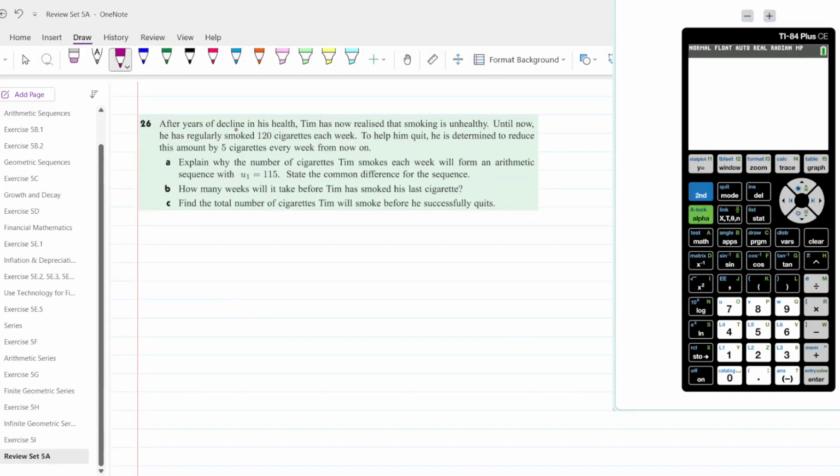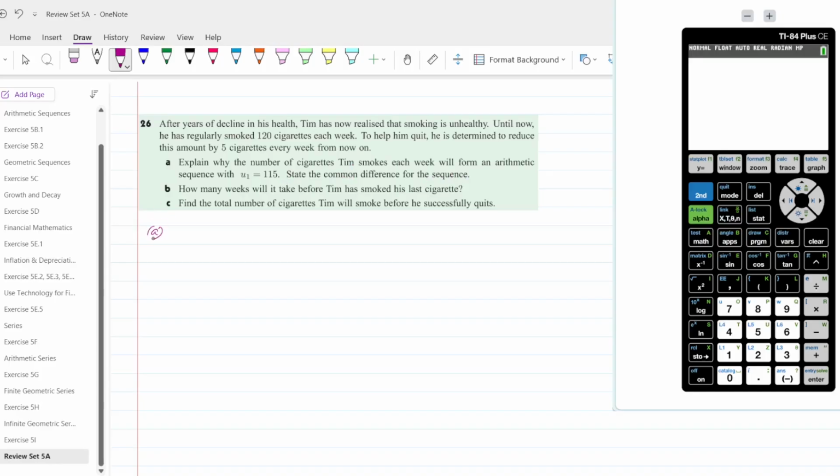After years of decline in his health, Tim has now realized that smoking is unhealthy. Until now, he has regularly smoked 120 cigarettes each week. To help him quit, he is determined to reduce this amount by 5 cigarettes every week from now on. Explain why the number of cigarettes Tim smokes each week will form an arithmetic sequence with U1 115. State the common difference for the sequence.